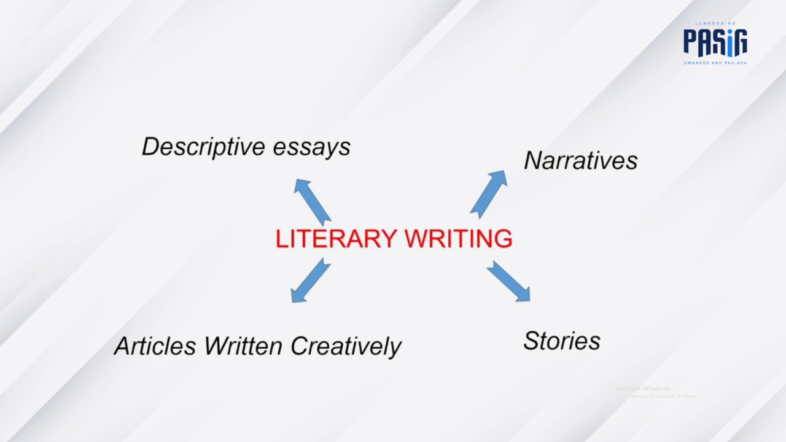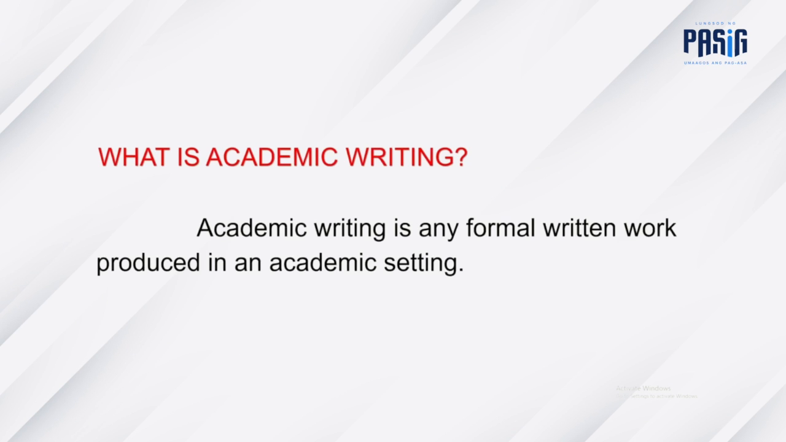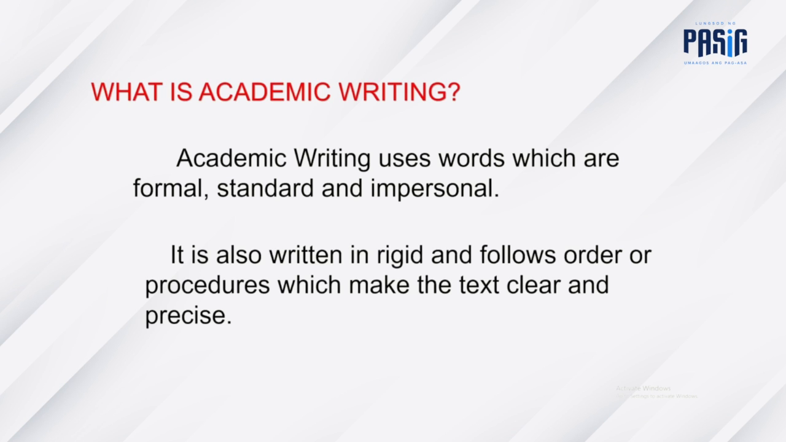Now that you already know the characteristics of literary writing, let's study and compare the other style, which is the academic writing. Academic writing is any formal written work produced in an academic setting. It uses words which are formal, standard, and impersonal. It is also written in a rigid manner and follows order or procedures which make the text clear and precise.